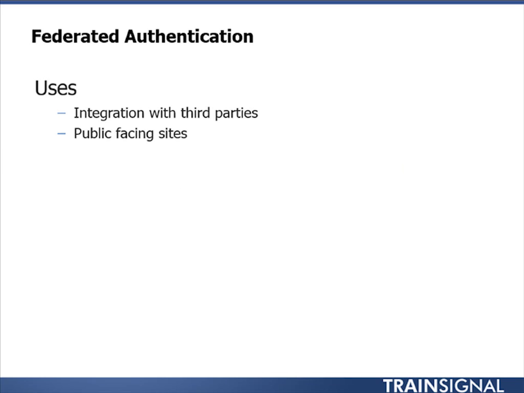First of all, is if we're dealing with third parties. So for example, if we've got different vendors, if we've got different contractors who already have, say for example, an Active Directory implementation, we can take advantage of that. We can allow them to authenticate to their network and then pass their credentials into our SharePoint implementation and be able to use that to authenticate them.